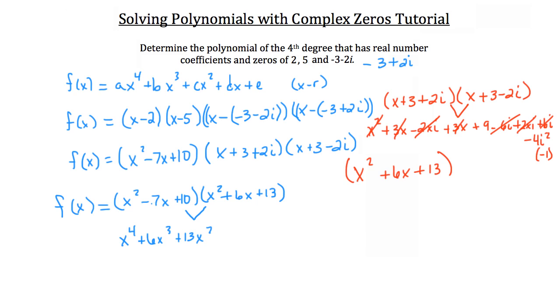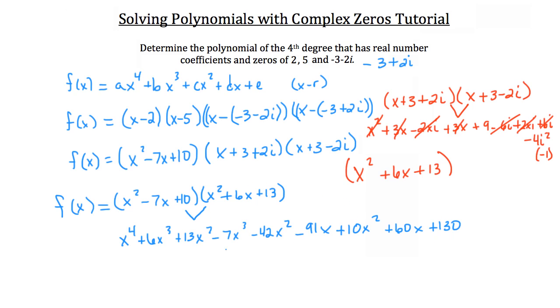Now our second term, negative 7x, through all three terms. Negative 7x times x squared is a negative 7x cubed. Negative 7x times a positive 6x is a negative 42x squared. Negative 7x times a positive 13 is a negative 91x. And now our last term in the first parenthesis set, multiplied by all three terms here on the right. 10 times x squared is a positive 10x squared. 10 times positive 6x is a positive 60x. And 10 times a positive 13 is 130.